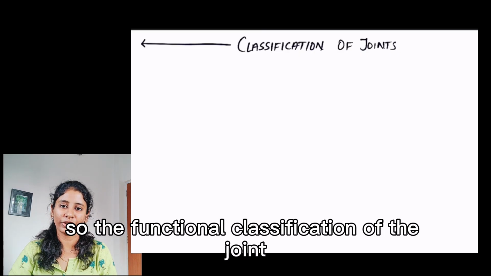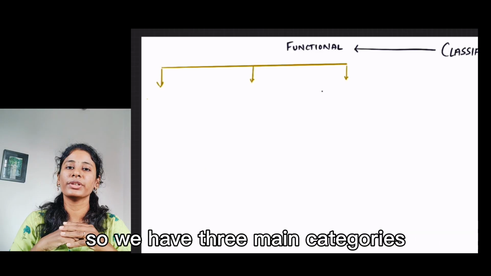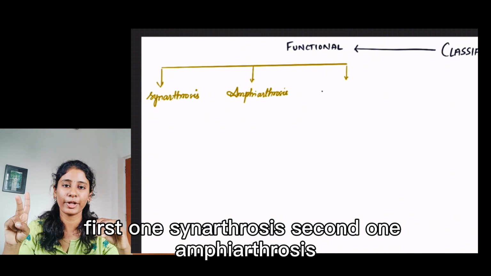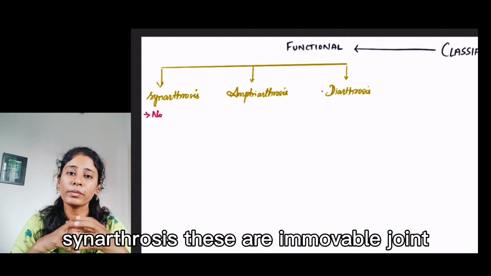The functional classification of joints is based on the degree of movement they allow. So we have three main categories. First one, synarthrosis; second one, amphiarthrosis; third one, diarthrosis. In synarthrosis, these are immovable joints.